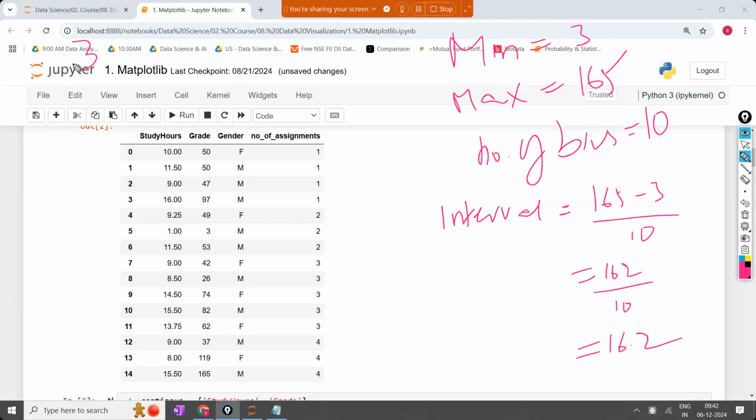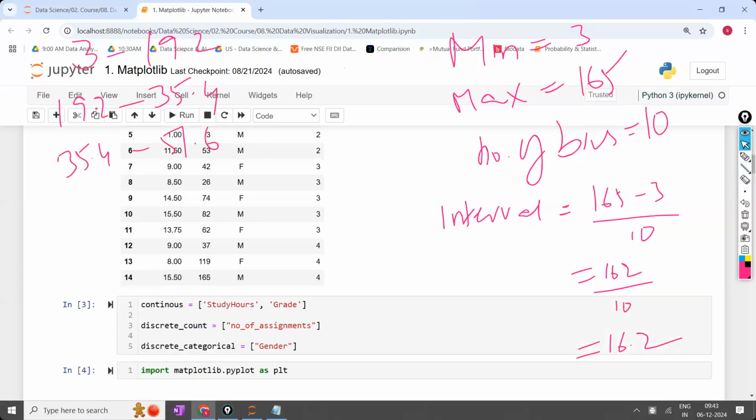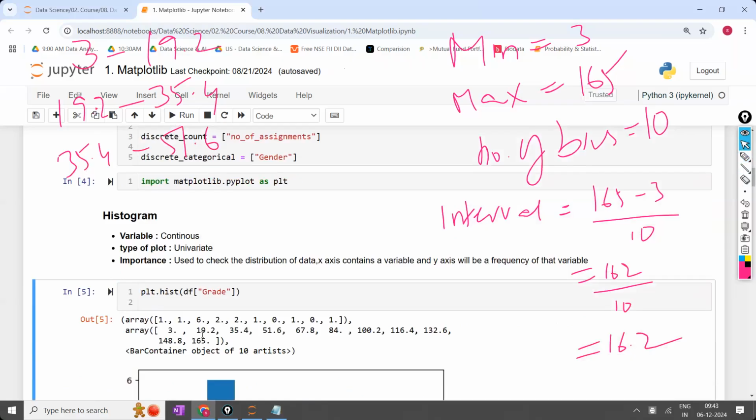So the first one it is going to take from 3 to 19.2, because 16.2 will be added. Then from 19.2, again if you add 16.2, up to 35.4. And 35.4, again if you add 16.2, 51.6, like that. So these are the intervals. See here, can you see the same numbers? First is 3, 19.2, 35.4, 51.6. This is interval number 1.